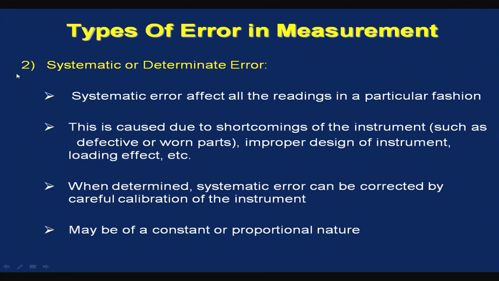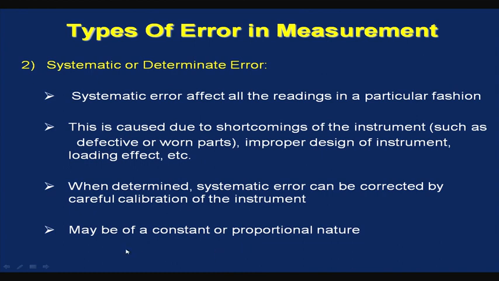So, let us repeat again. Systematic errors are those errors which affect all the readings in a particular fashion. This is caused due to shortcomings of the instrument, such as defective or worn parts, improper design of instrument, loading effect, etc. When you can recognize or determine systematic error, this type of error can be corrected by careful calibration of the instrument.